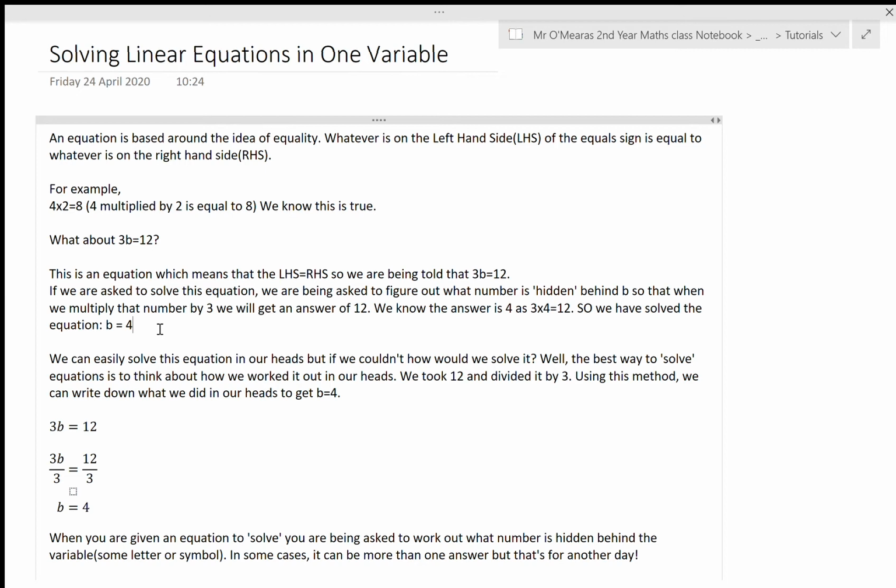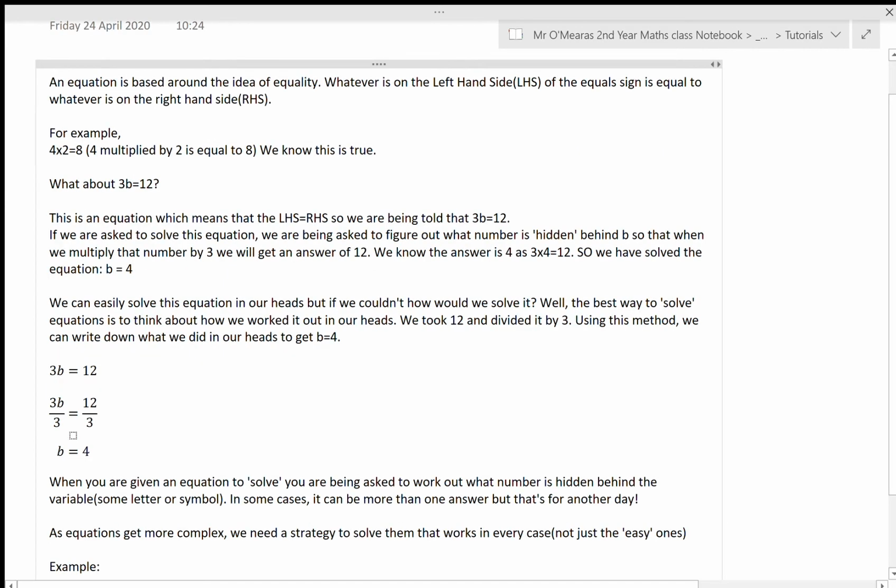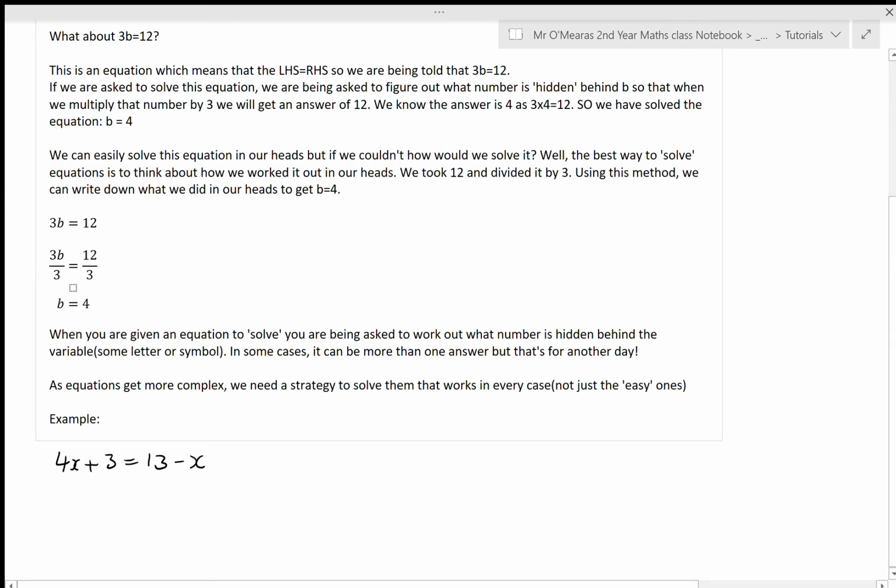If we have 3b equals 12, what did we actually do in our heads? Some of us just knew 3 times 4 is 12. Other people took the 12 and divided it by 3 and got 4. That's the strategy that we're going to take on and use for the equations here. When we had 3b equals 12, we divided both sides by 3, because another fundamental rule in maths is that you have to treat both sides equally, like a balance that you've probably seen before. We can't make a change to one side without making the same change to the other side.